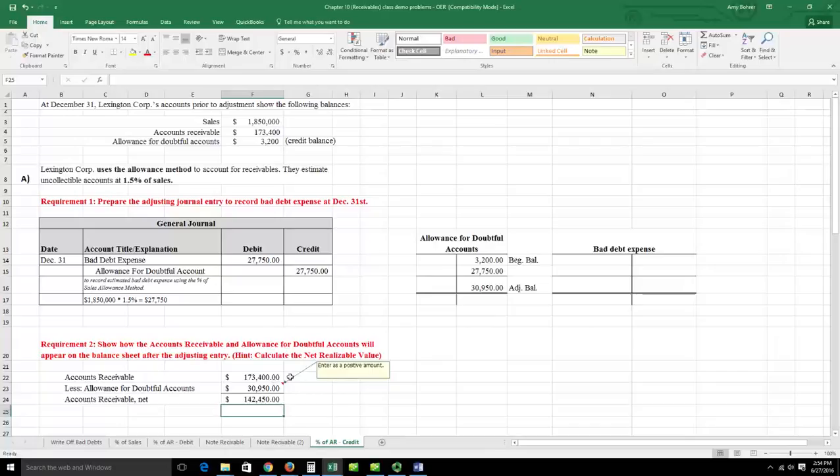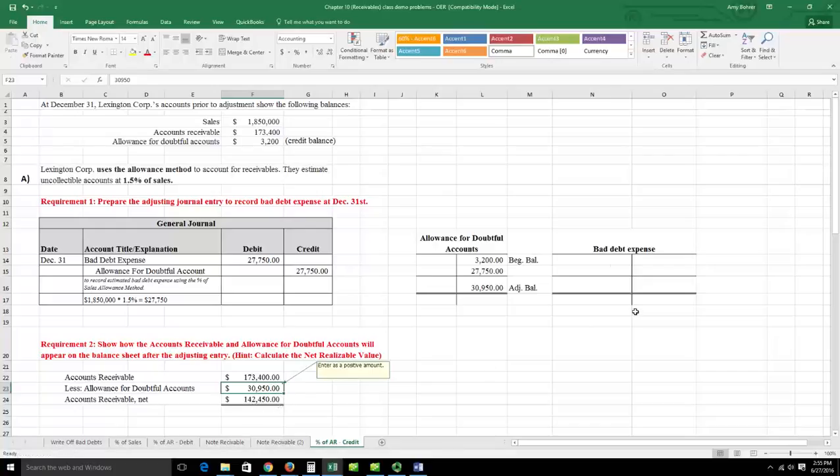Accounts receivable is $173,400. That's the amount customers actually owe us. We are estimating that of that $173,400, $30,950 will be uncollectible. And this is just an estimate. We don't know for sure who it is that's going to be uncollectible, but based on our past experience, this is the number that we've come up with. And so when I subtract the two, the $142,450 is what I actually expect to collect in cash.